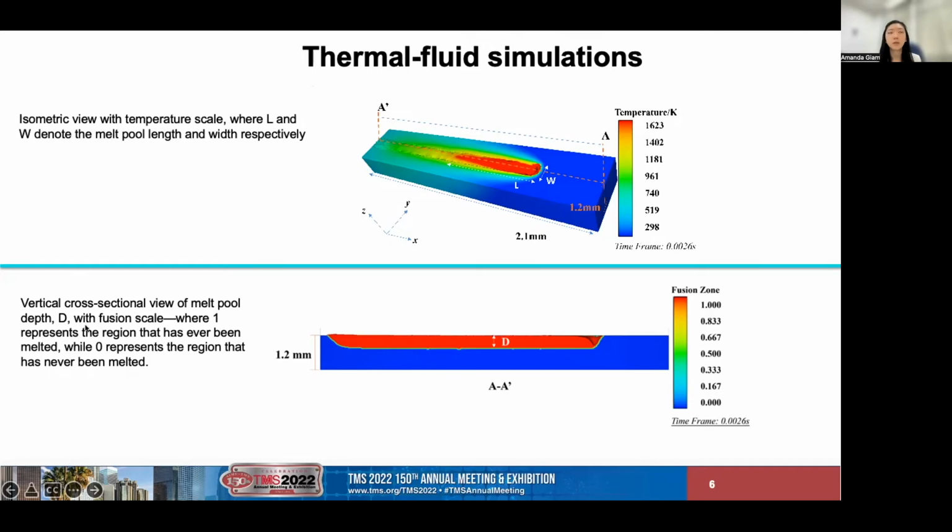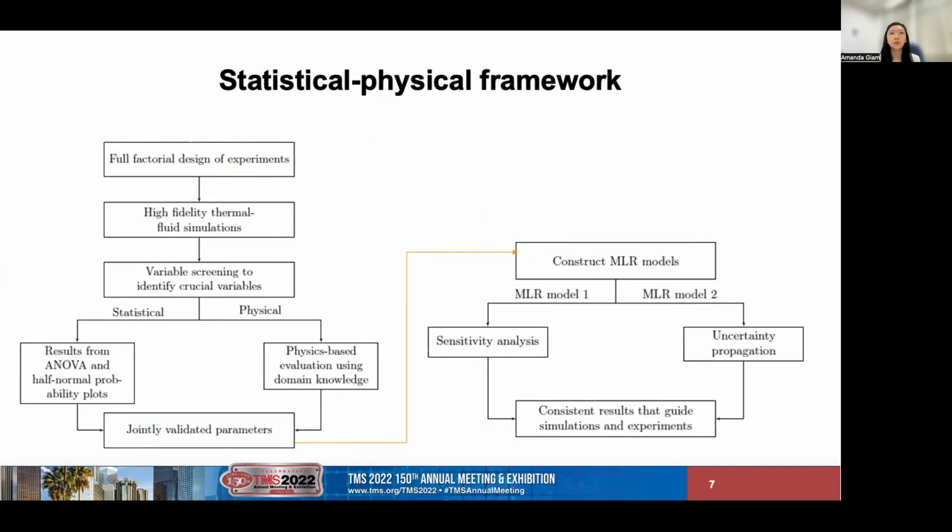And so by utilizing our simulation model, we have generated 32 data points, by which we then moved on to the analysis part to perform variable screening from our data to identify the most crucial variables.